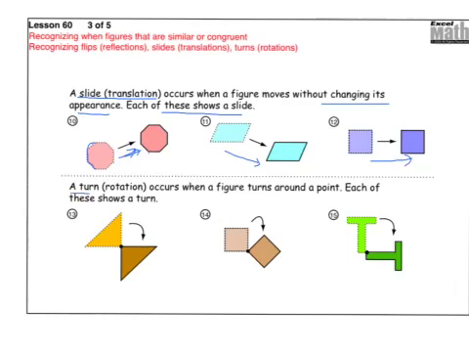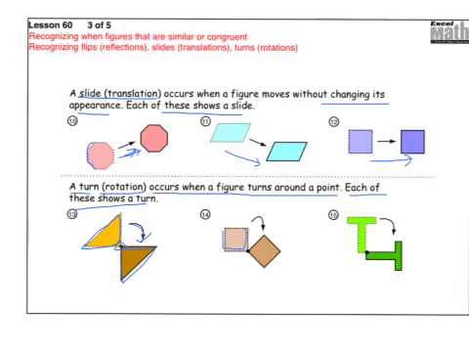A turn or a rotation occurs when a figure turns around a point. So the key here is the drawing is going to have a point there. Each of these shows a turn. So we start off with this triangle, and then it turns over here. And it's the exact same shape, it's congruent, but it just twisted around that one point.